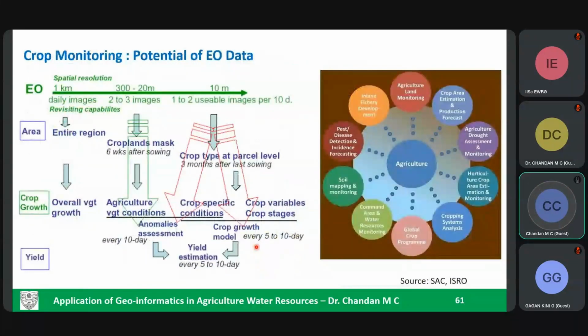And we have crop monitoring at different scales, varying from 1 kilometer to 10 meter, which is high resolution, and how the yield can be predicted using the various data sets.